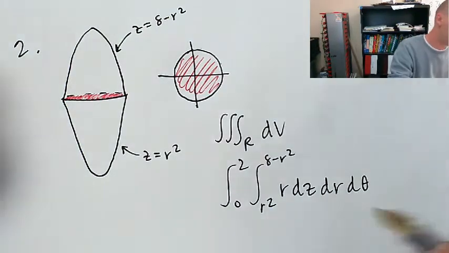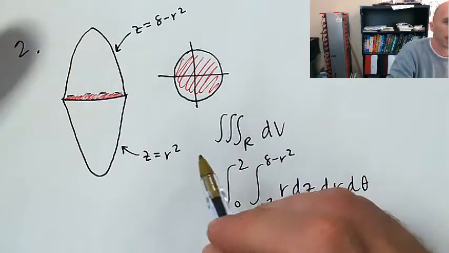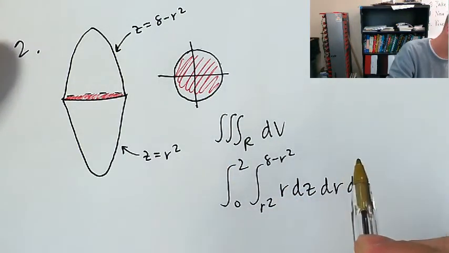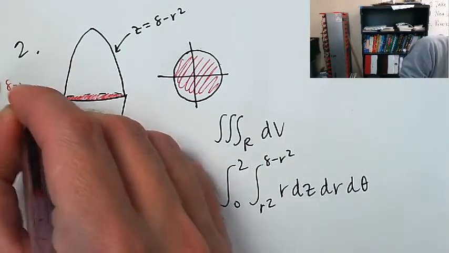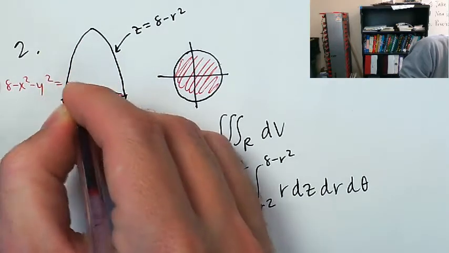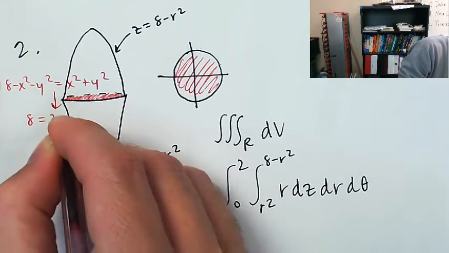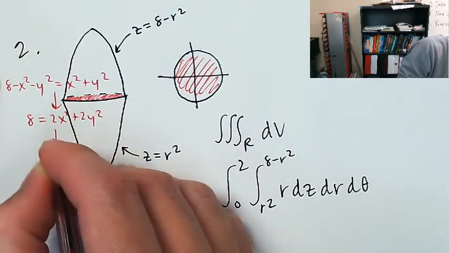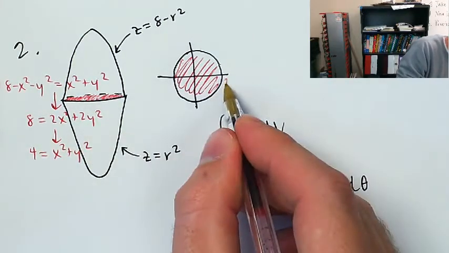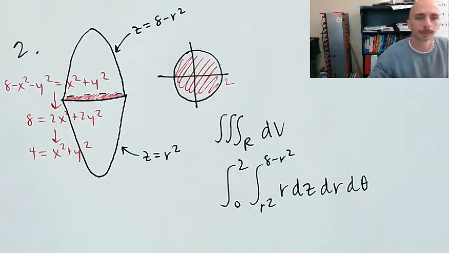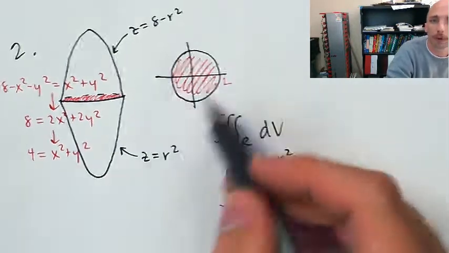And maybe I'll just show you why that's true. I kind of said it out loud a couple of times, but I just don't want to be confused. So I'm going to say over here off to the side, 8 minus x squared minus y squared equals x squared plus y squared. That leads me to believe that 8 equals 2x squared plus 2y squared. That gives me x squared plus y squared equals 4. And I know that that's a circle with radius 2 centered at the origin. That's why I'm just letting r run from 0 to 2. Theta will go 0 to 2 pi because it's the whole circle.